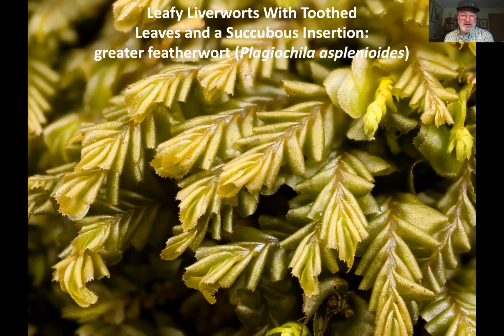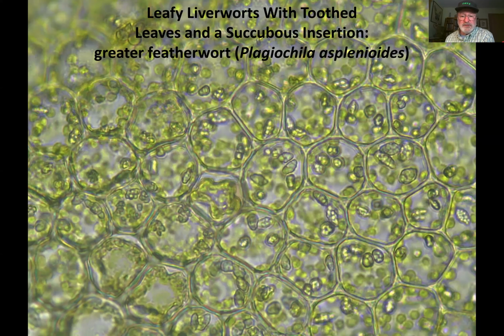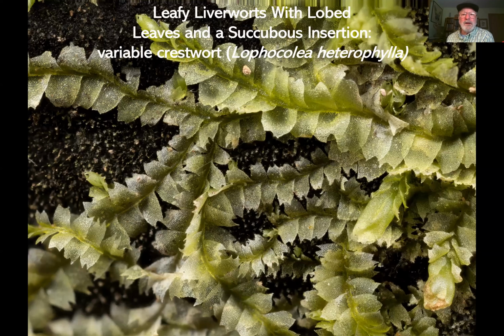Here's a picture of just the Plagiochila. And here it is through the microscope. I don't think it has underleaves, but it has a succubous insertion and that nice pleated look. Here's a picture of its cells through the microscope, showing some oil bodies. So here's a super common leafy liverwort. It's called variable crestwort, Lophocolea heterophylla. And its leaves are broadly lobed at the tip into two lobes, sometimes more shallowly. And it typically grows on logs without bark on them.